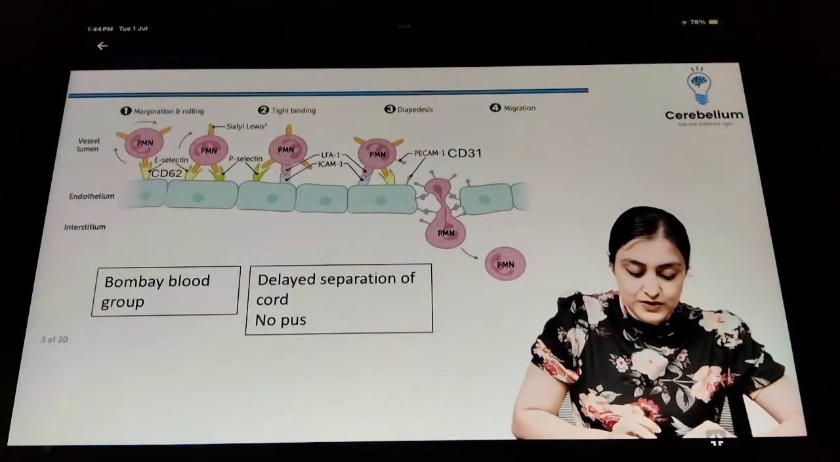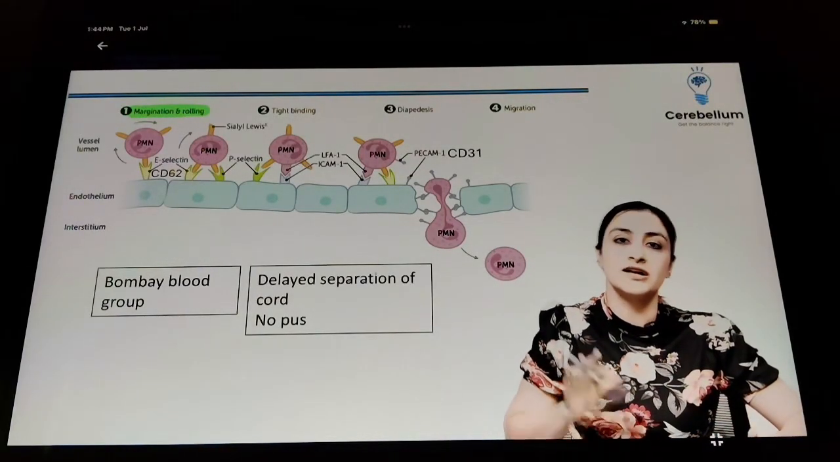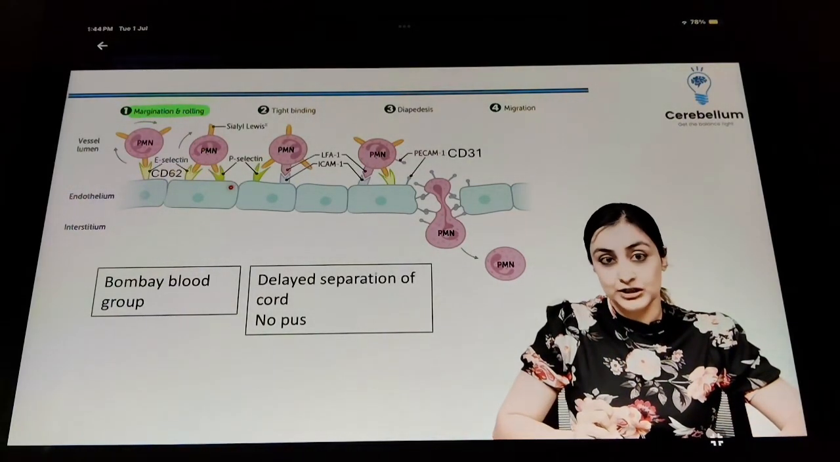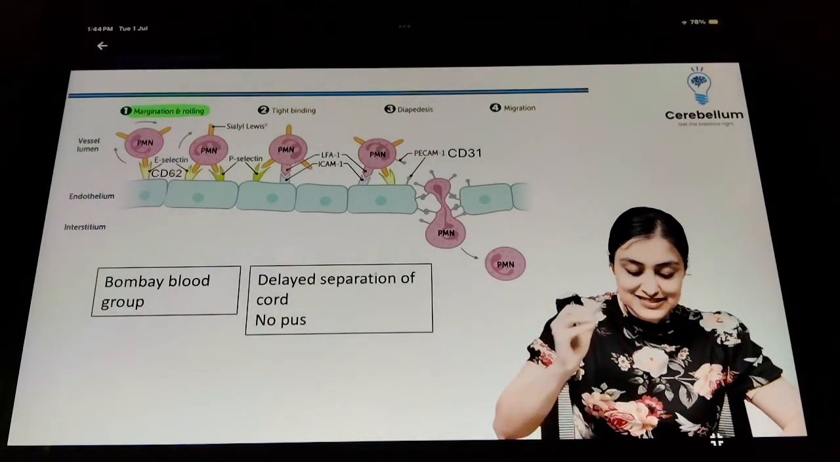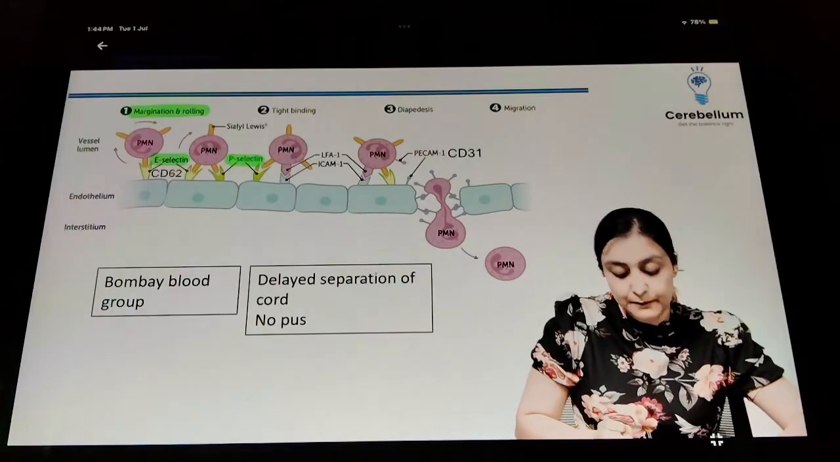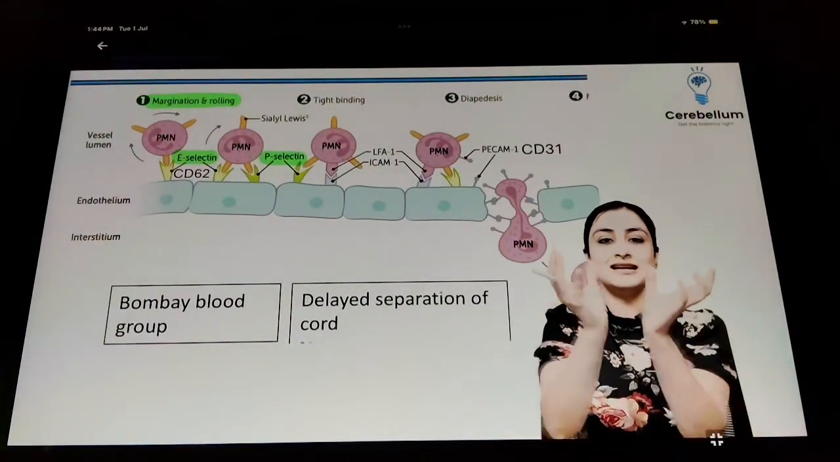So the first event that happens is margination and rolling. Once the WBC gets a signal that okay, inflammation here, we have to go somewhere, the first thing they do is they start attaching to the endothelium. So they start getting marginated and they are rolling onto the endothelium. What enables this to happen are selectins. So we have E-selectin and P-selectin on the endothelium, which come from the Weibel-Palade bodies, if you remember from hematology. These selectins are acting as receptors.